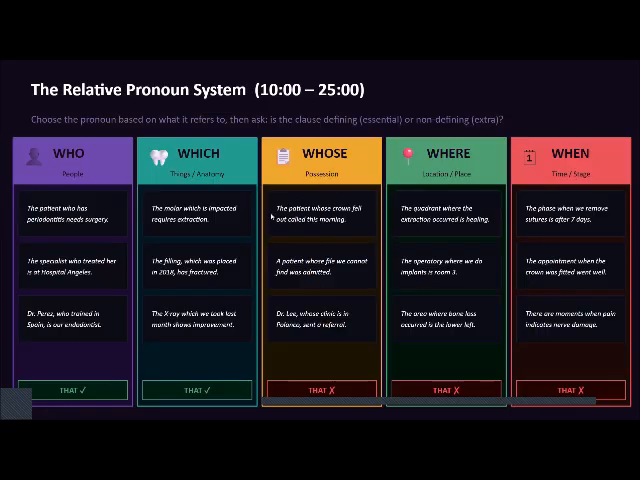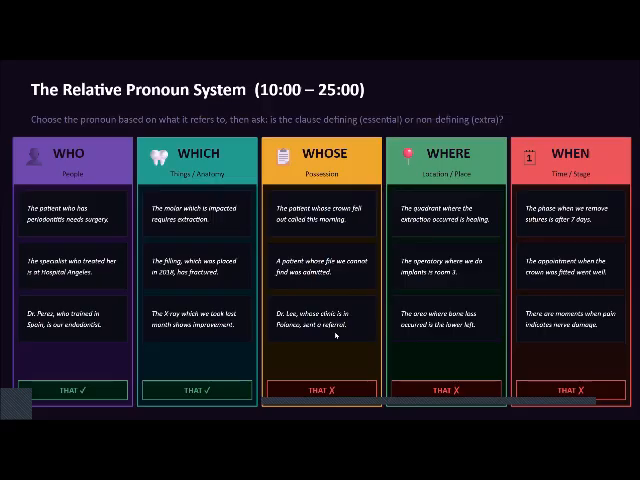All right, let's go to whose, or possession. Adan. The patient whose crown fell off this morning was feeling weak. The patient whose file we cannot find has been admitted. What we can find is that he was admitted. All right. Dr. Lee, whose clinic is in town, accepts referrals.